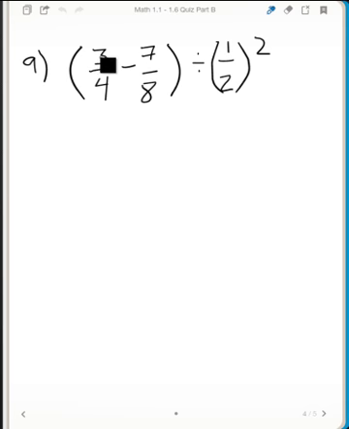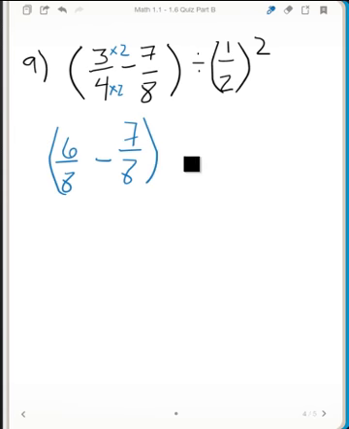Alright, so here I have 3 over 4 minus 7/8, both in brackets, divided by 1/2 to the power of 2. So I'm going to work with this bracket here first. So I have to have the same denominator because I am minusing. So I'm going to times this by 2 and this by 2, so I could have a denominator of 8. I'm going to have 8 here and then 8 here. 3 times by 2, that's 6. Close my brackets, write everything else out.